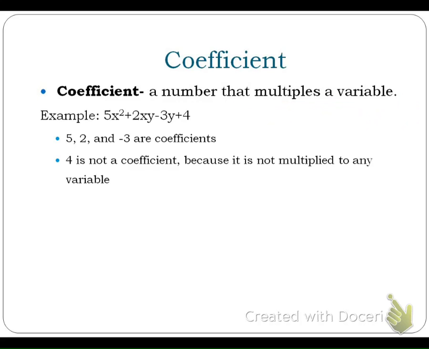Here in this example, 5x to the second plus 2xy minus 3y plus 4. The numbers that are with our variables, let's take a look at them. The 5, the positive 2, the negative 3, those are with variables. That 4 is not with a variable, so it's not a coefficient. The 5 is sitting right beside that x to the second. When you see a number right next to a variable, then it's called a coefficient, and the operation that's going on there is multiplication. You could say 5x to the second, or you could also say 5 times x to the second, because it is multiplying to those variables.